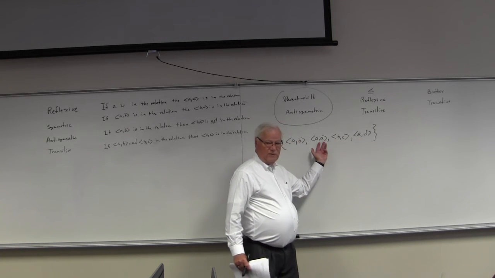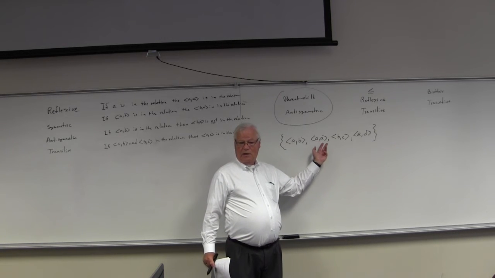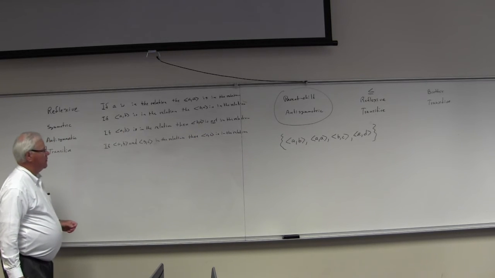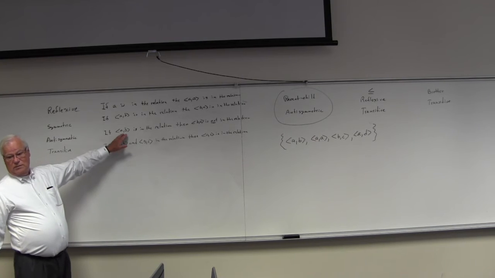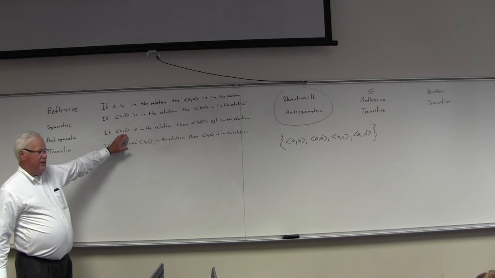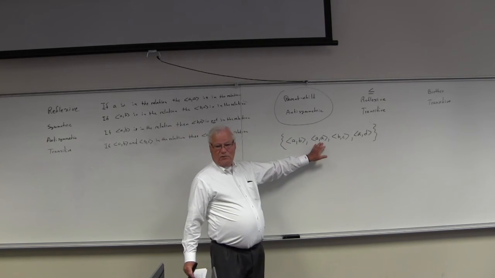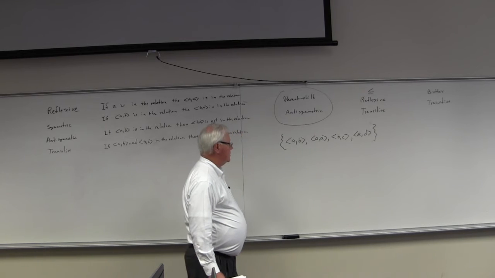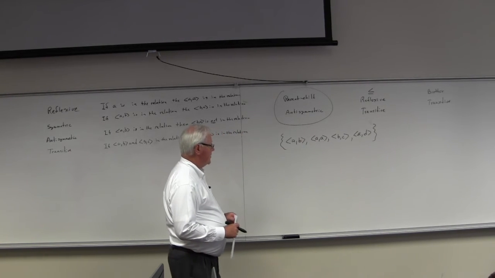Now, this one might be confusing because you'd say, well, gee, AA and AA, right? But when we talk about symmetry, what we're talking about is that the A and B are different values. They can't be the same. Otherwise, every reflexive would be symmetric, right?